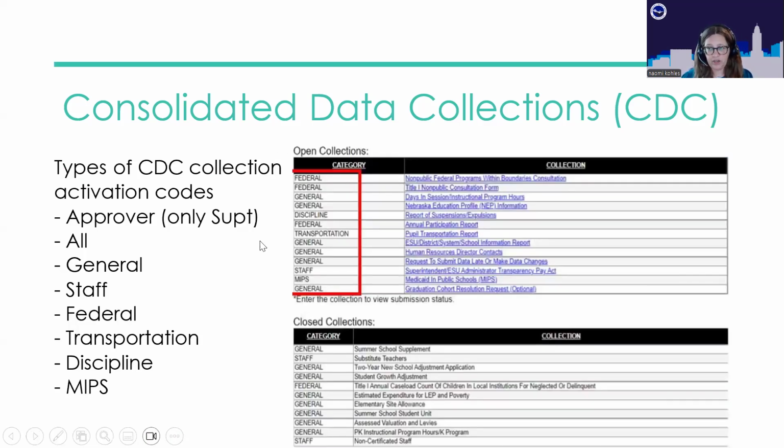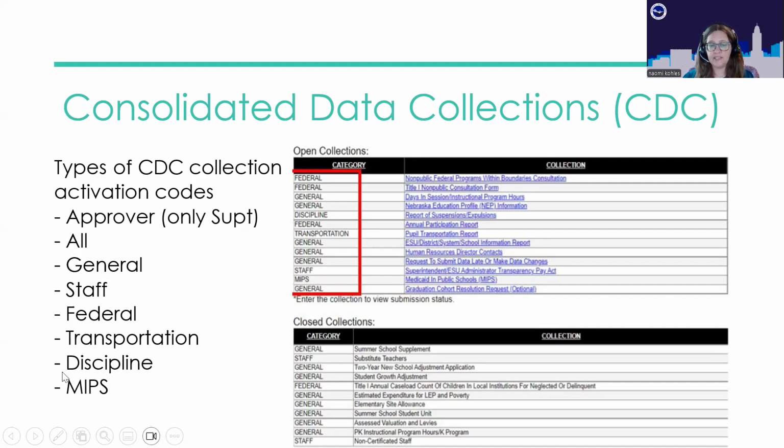Now, when we talk about activation codes, depending on which of the collections in the CDC you need access to, you're going to want a very specific activation code. So if you're the person who does all the staff reporting for your school, you'll probably want the code that's called staff. But if you're the superintendent, you're going to need to add the approver code because you're going to need to approve every single one of these collections. I'd say the all gives access to every single collection in the CDC, and the general are probably the two codes that will give a district user the greatest scope of access. And then if you really need to narrow it in, you can pick one of these other ones.